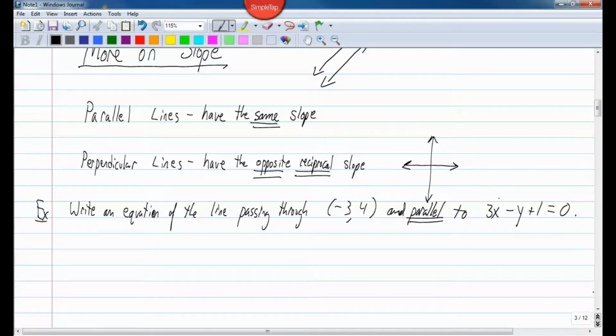So this line right now is not in slope-intercept form. For an equation to be in slope-intercept form, we need the y to be by itself. So let's take this y and let's move it over. When you do that, you're going to have y equals 3x plus 1.